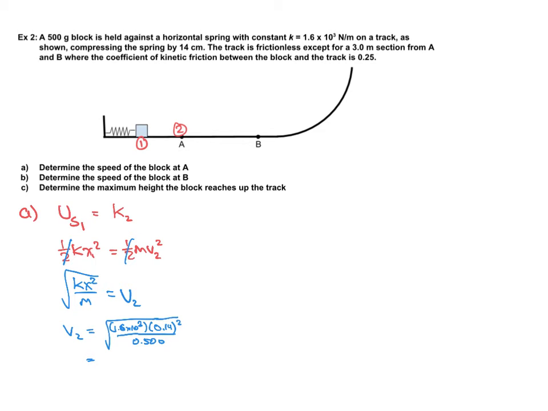I don't have my scientific calculator with me, so let's see if this is going to work out. (1600) times 0.14 times 0.14 again, divided by 1/2. And then I've got to square root this. Okay, so it looks like I got a decent answer here of 7.9 meters per second. Okay, so that's part A.